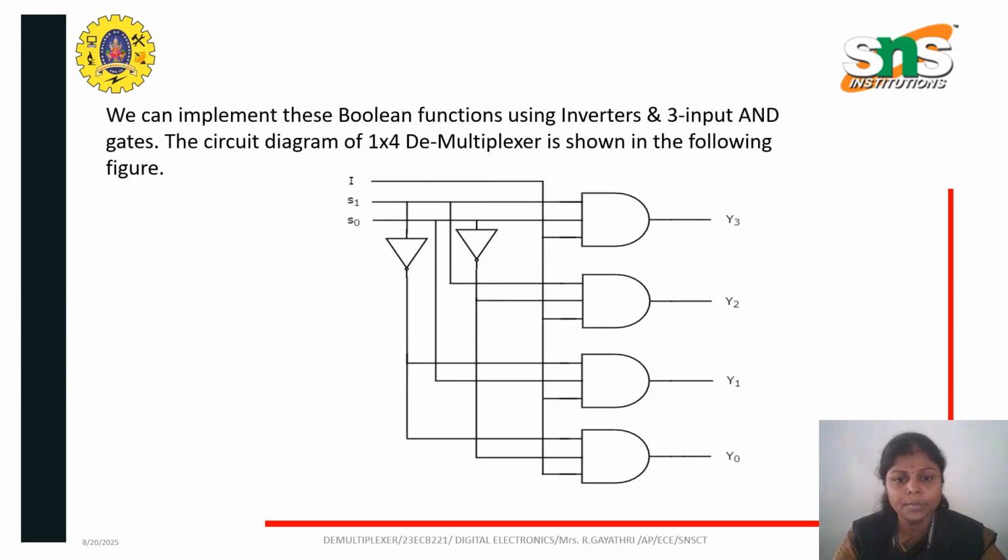Then coming to the logic diagram of the 1 cross 4 demultiplexer, we can implement this Boolean function using inverters, and we design it using 3-input AND gates. The circuit diagram of the 1 cross 4 demultiplexer is shown below, which has one input line, two selection lines, and four output lines.